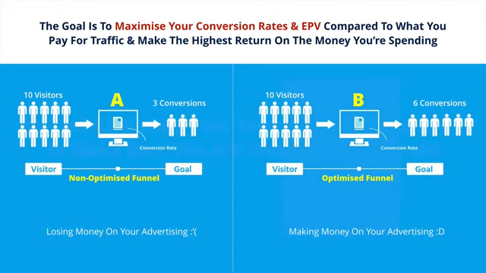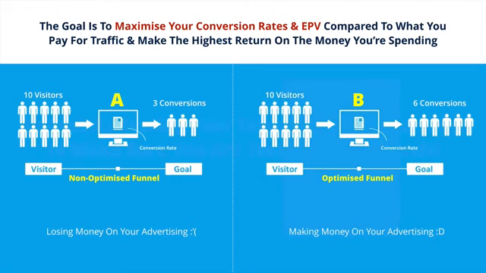And the goal is to maximize your conversion rates and your EPV, the key metric that we spoke about in part 1, compared to what you pay for traffic, and make the highest return on the money that you're spending. So as an example, let's say you have a funnel right now that you send your people to, where for every 10 visitors, you get 3 conversions, okay? And this might not be an optimized funnel. This might be a funnel that you've actually swiped from somebody else, and for you, it's getting you 3 conversions for every 10 visitors that you have. This might mean that you might be losing money on your advertising, right, in this example.